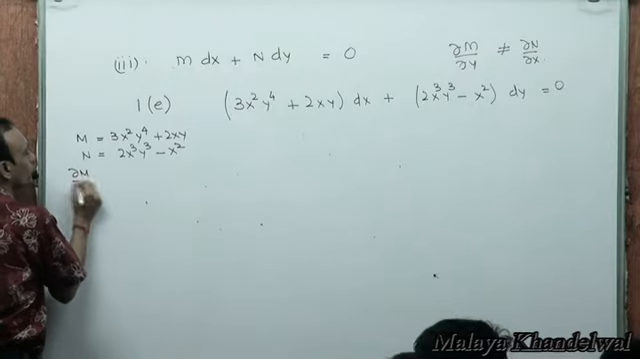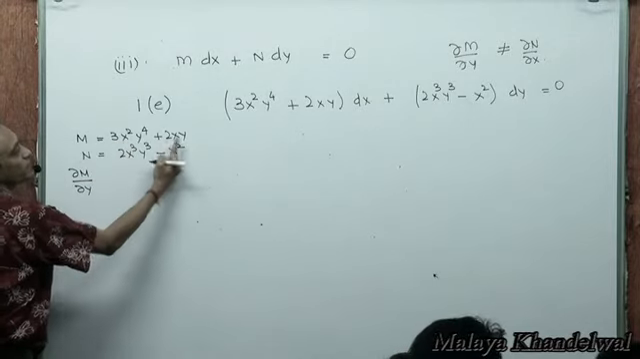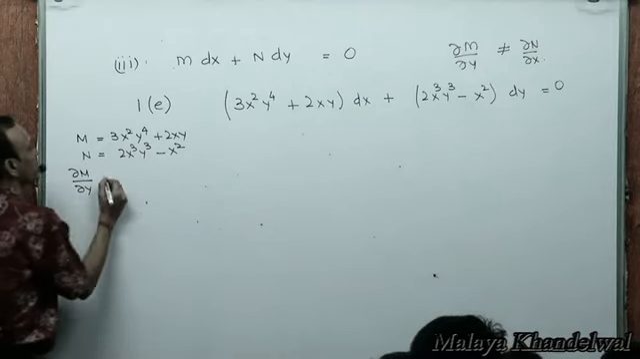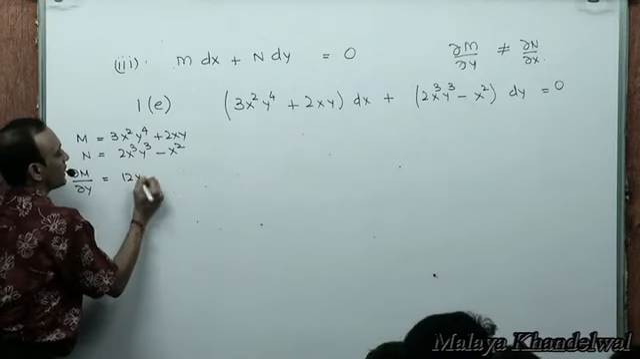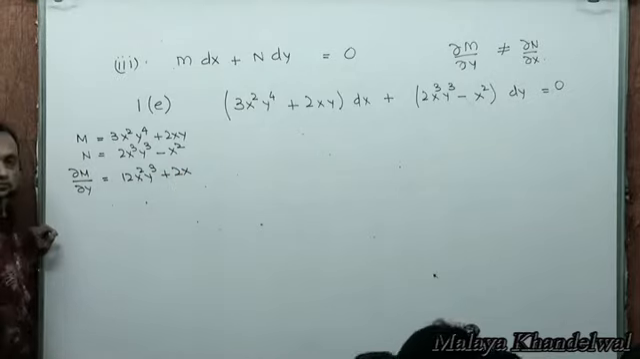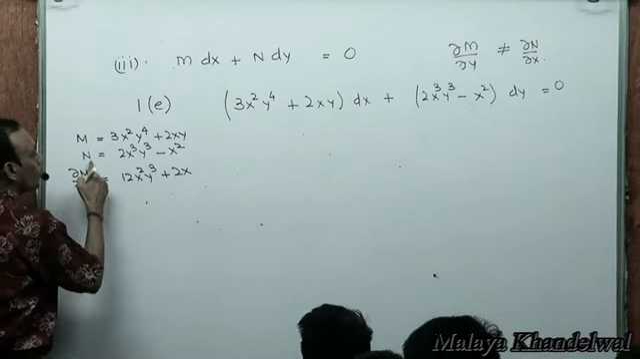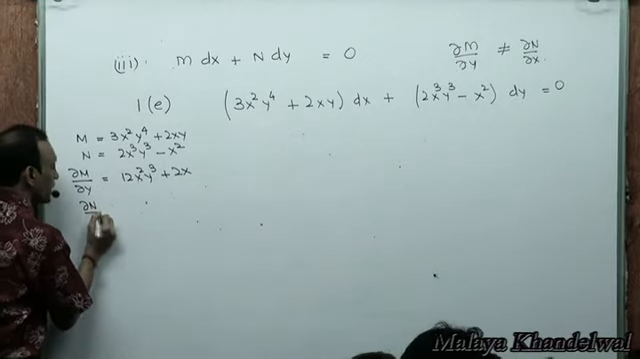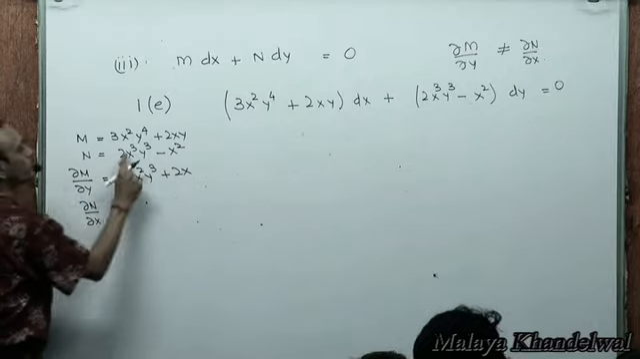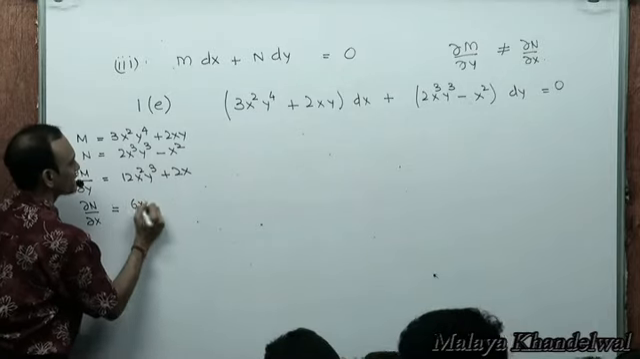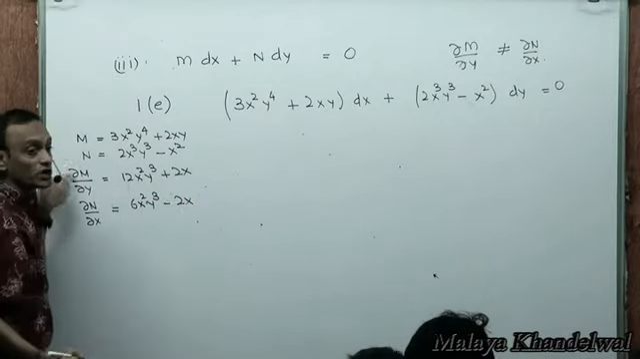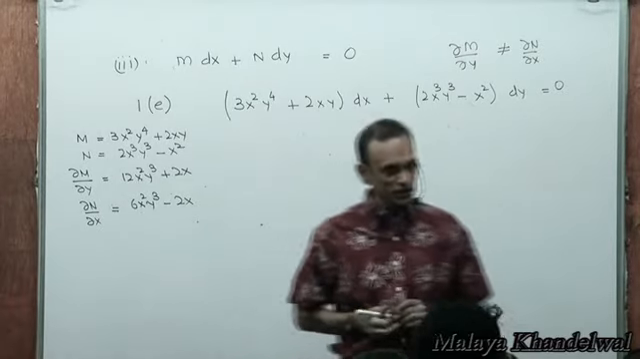What's ∂M/∂y? Differentiate this with respect to y, keeping x constant. So that's going to be 12x squared y cubed plus 2x. Yes or no? What is ∂N/∂y? ∂N/∂x, beg your pardon, ∂N/∂x. That's going to be 6x squared y cubed minus 2x. Obviously the two are not equal.